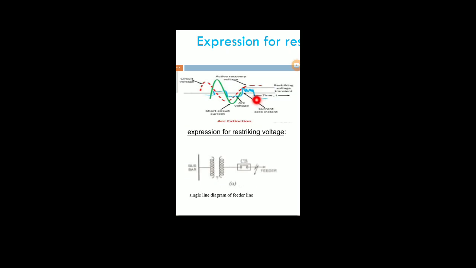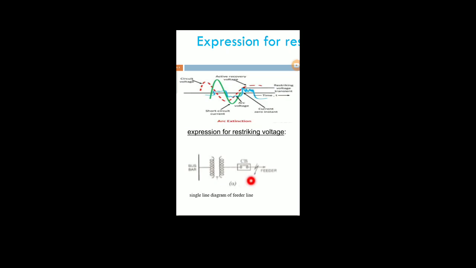This is the complete explanation of this waveform: what is meant by the system voltage, the short circuit current, the arc voltage, and the restriking and recovery voltages. While observing this graph, we understand all these definitions.